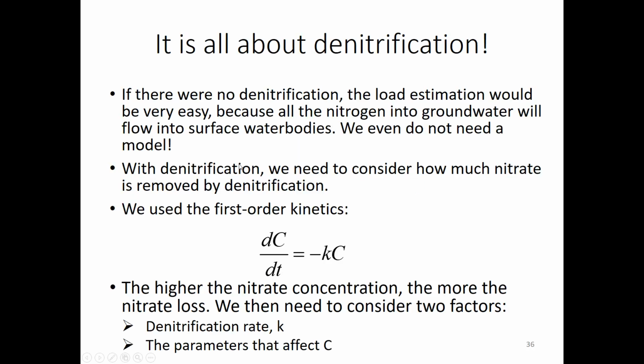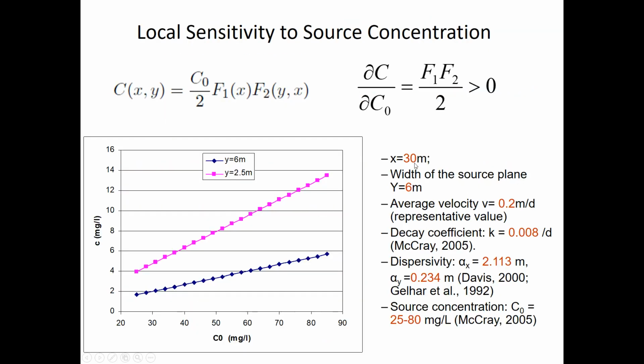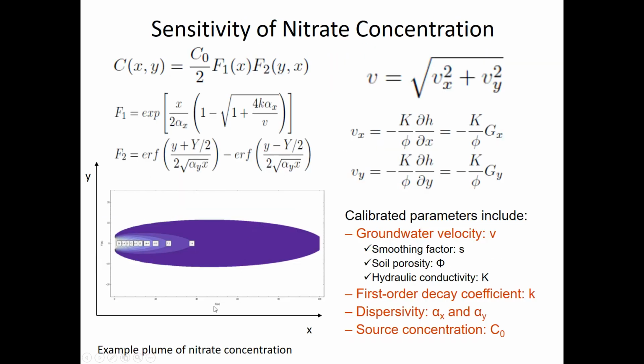What does that mean? Let's go back to this plume. So x equal to, I said 30, right? Yeah, x equal to 30. That means I'm simulating my nitrate concentration at x equal to 30. And I have many y values here, right? Then I would take the concentration value at two y locations. One is y equal to 2.5, which is near the center of the plume.